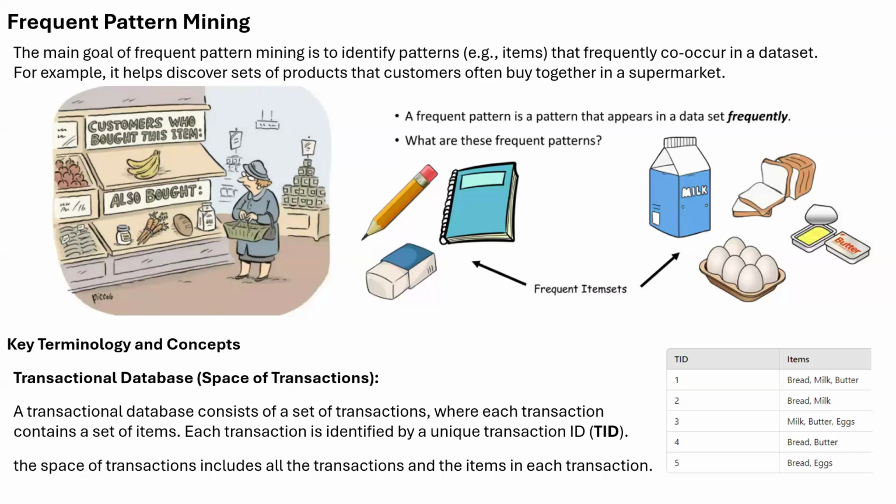How will we find that out? We will use the previous data of the customers that is available with us. So how does that data look? How to predict which items could be bought together is what we're going to see today. The main goal of frequent pattern mining is to identify patterns that frequently co-occur in a data set. For example, it helps discover sets of products that customers often buy together in a supermarket.